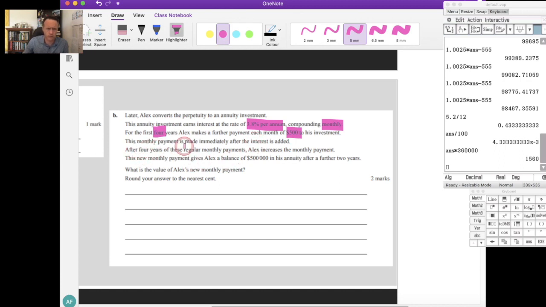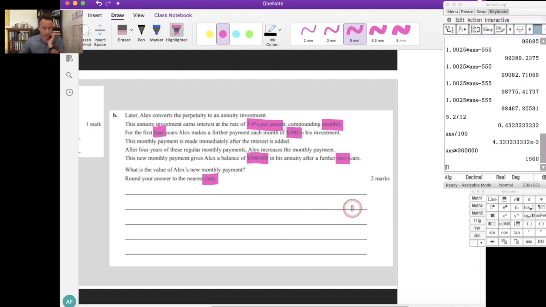After 4 years of these regular payments, Alex increases the monthly payment. This new monthly payment gives Alex a balance of $500,000. So he wants to hit that after 2 years. What was Alex's new monthly payment, to the nearest cent?